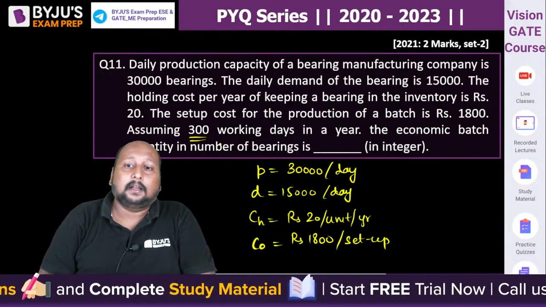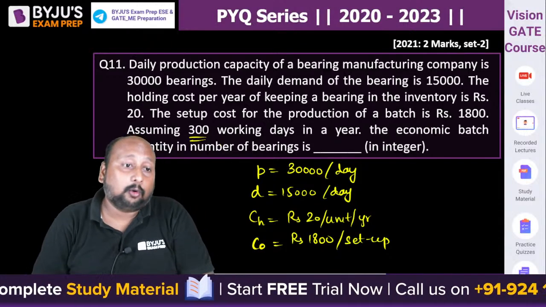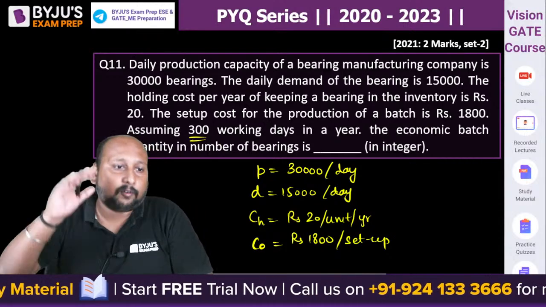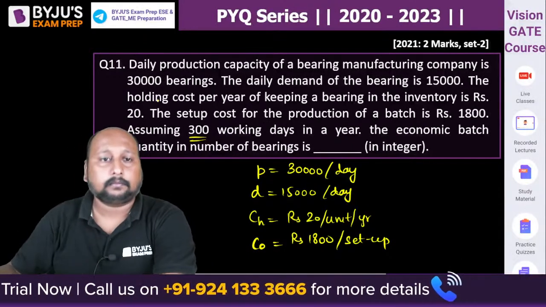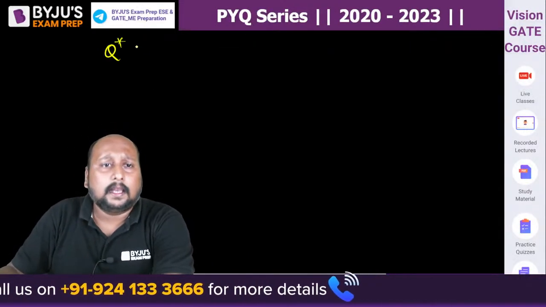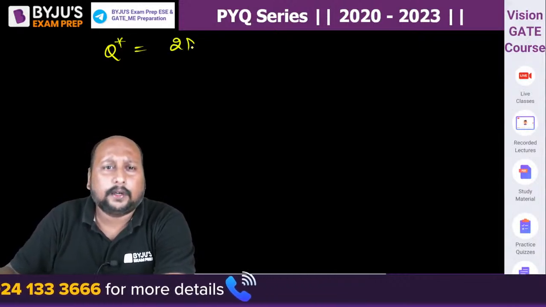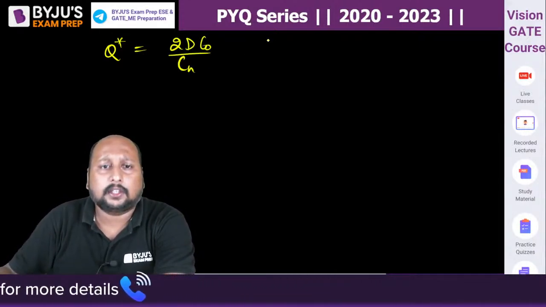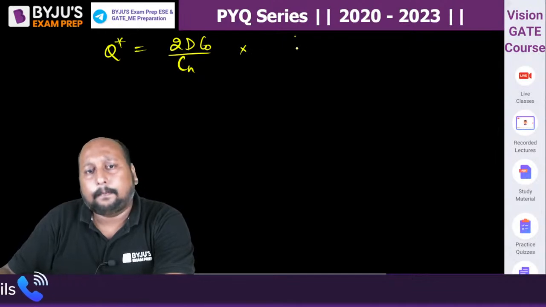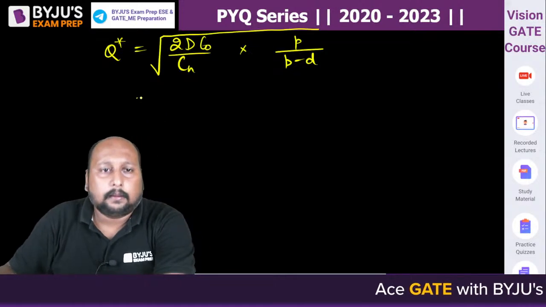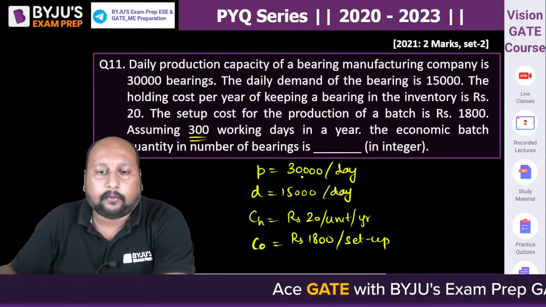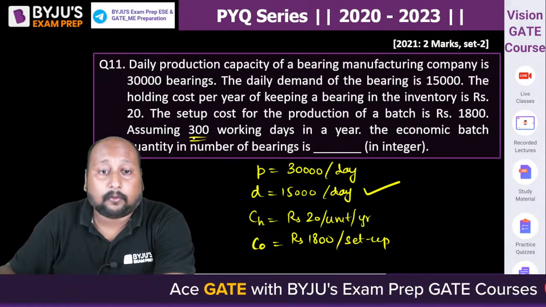What is the economic batch quantity? 2 marks question. Very easy. Direct formulation, we have to apply. So Q star is equal to 2dCO by CH into P upon P minus D, root of this. This is the economic order quantity. Just place the values. Now they have not given the value of annual demand, but they have given the daily demand and number of working days is 300.